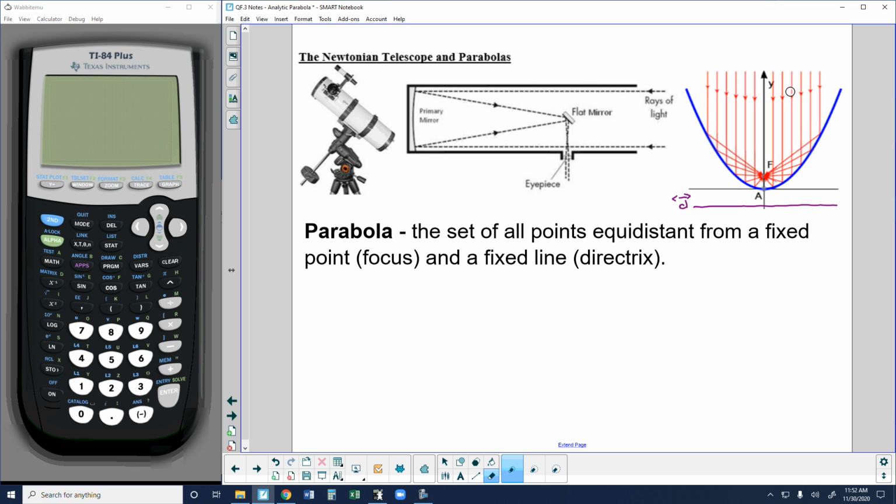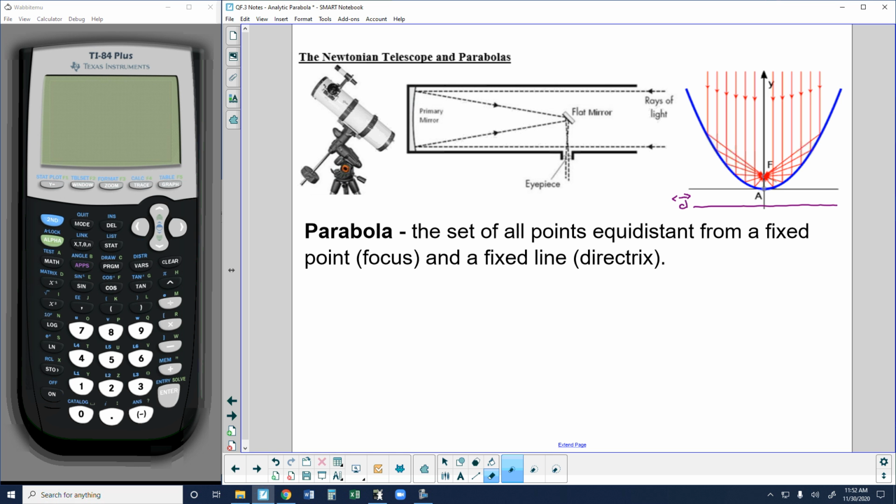And no matter what angle it comes in, it bounces at a different angle outgoing from the parabola, and all of these points end up at the focus. So what happens is the light comes in, it reflects to this mirror where you can see by looking through the eyepiece, and it magnifies the rays of light to magnify the image that the telescope is pointed at. So this is one of the real life examples where we can use a parabola.